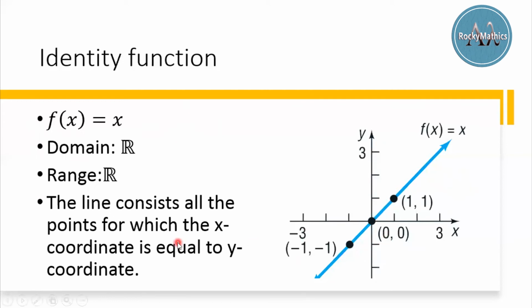Okay, note that the line consists of all the points for which the x-coordinate is equal to the y-coordinate. Now, as you can see, in the identity function, the x-coordinate is equal to the y-coordinate. For example, if x is 1, then the y-coordinate is 1. If x is 0, the y-coordinate is 0. If x is 2, for example, then we expect that the y-coordinate is 2. So we have to take note of that.